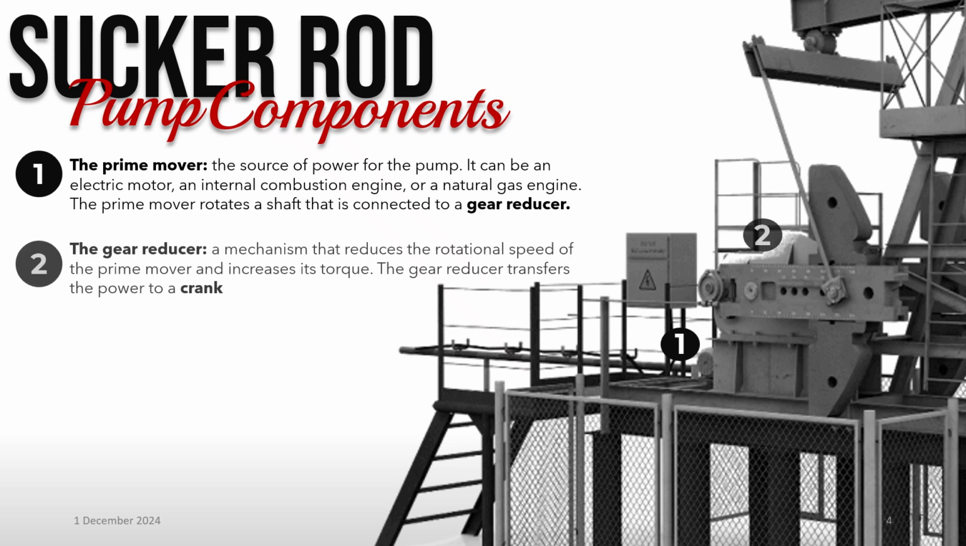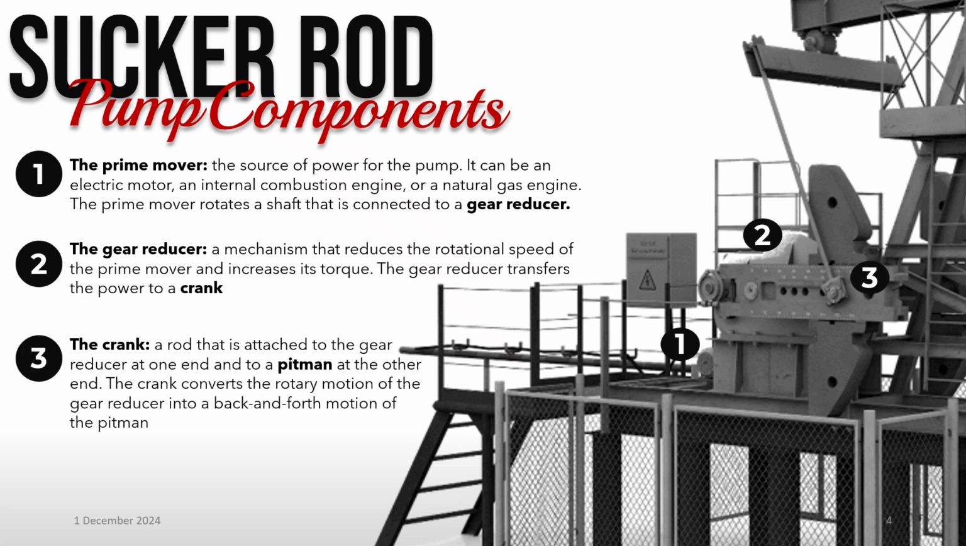Connected to the prime mover is the gear reducer. As its name suggests, this mechanism is designed to reduce the high rotational speed of the prime mover while simultaneously increasing its torque. This conversion of speed to torque is essential for providing the necessary power to drive the heavy pumping action. The gear reducer then transfers this optimized power to the crank.